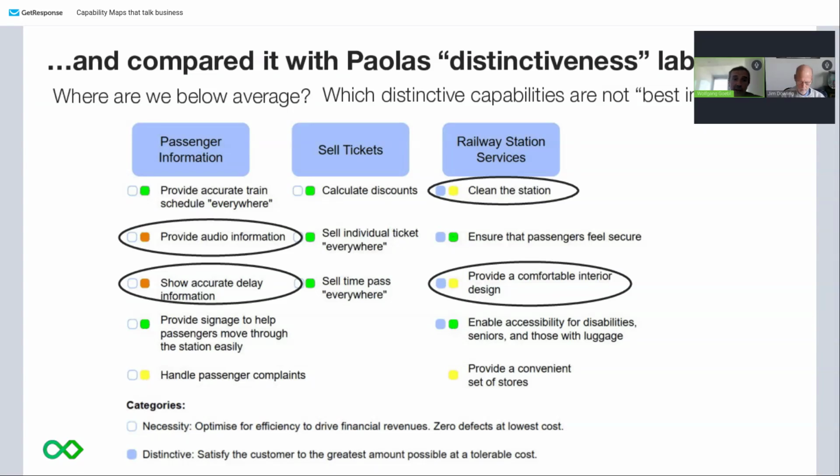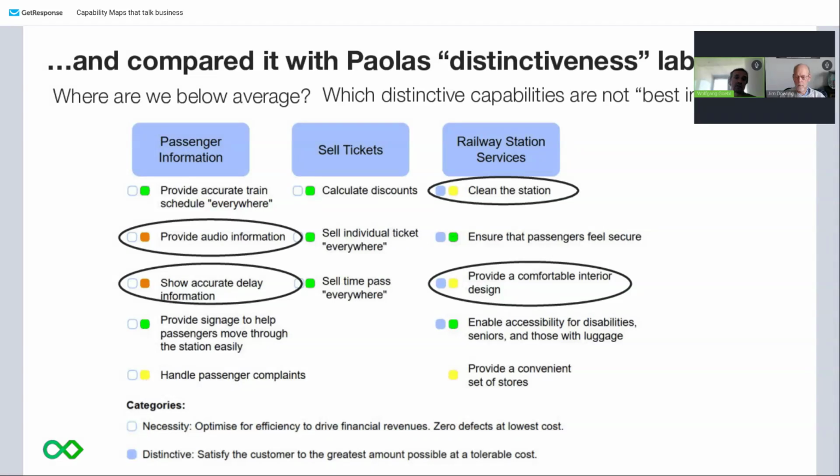And then we have others that are a necessity. Of course, we need to have a train schedule and we need to show delay information and so on. And now she uses a technique which helps to focus. She wants to help Paola to focus her decision, her money, on the best possible changes. She has 39 million euro to focus on certain improvements in certain capabilities.